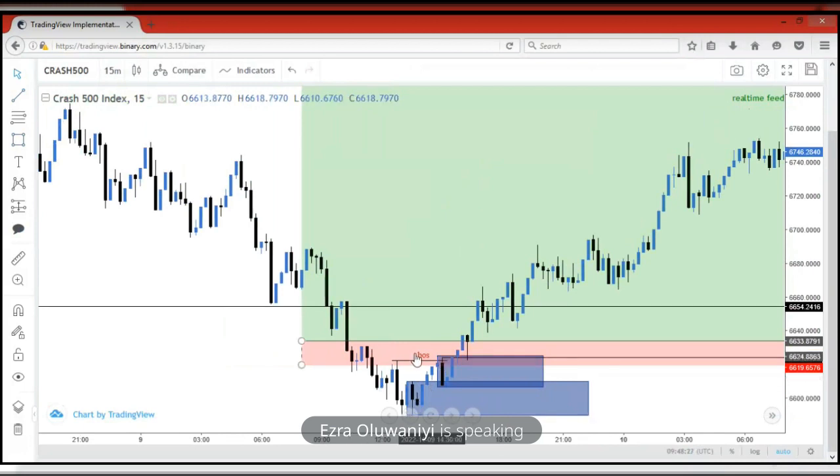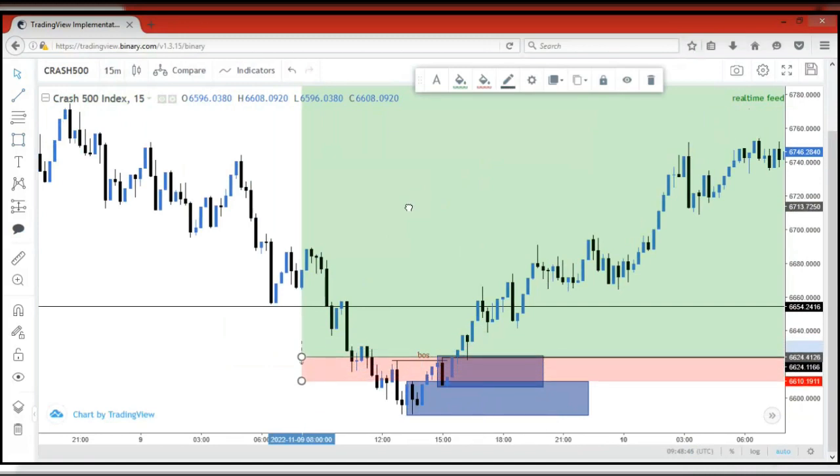Price broke structure. This is another zone. This is a good demand zone, basically. On this M15, this was a good demand zone to enter from. So price broke higher. And then as soon as price retested this demand zone, this thing has shifted, because this is where I entered the trade.